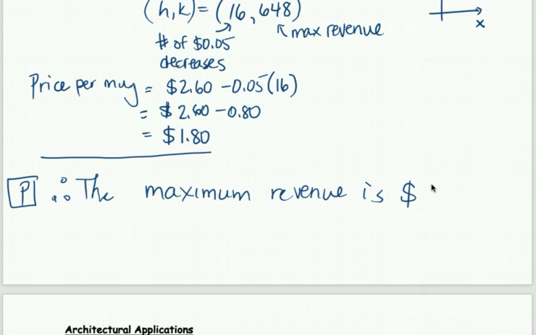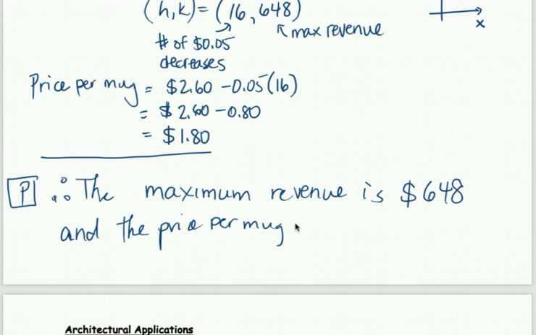Okay, so put your units on. So $648 is the revenue that you'll make, and the price per mug, so the mug price, I guess, $1.80. So $1.80 is what's going to get you to that max price.